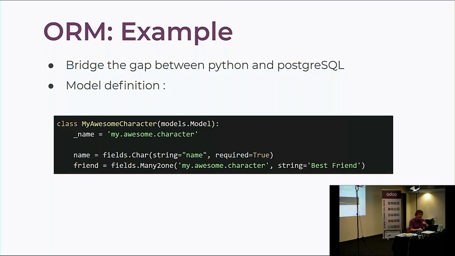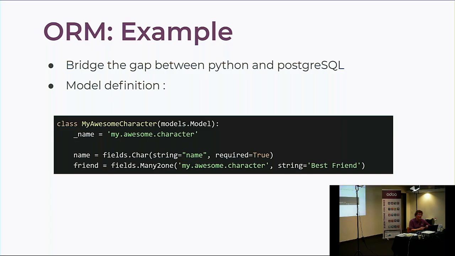Let's say that I define a new model, my awesome character, which is a model that has a name field, which is required, and a best friend field that should also be an awesome character. Okay, you can see that all the business object definition is held in 4 lines. But what happens when you install the modules containing this model definition?